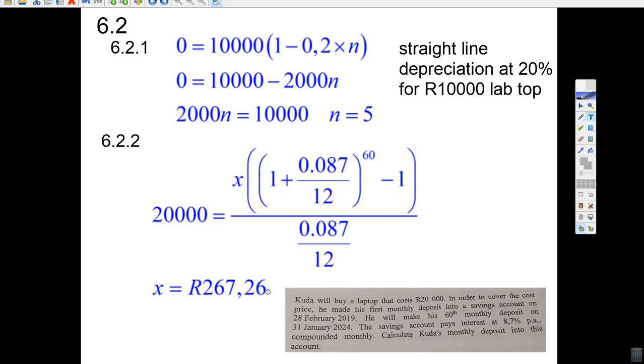And it kind of makes sense. I mean, 60 payments of 200 is 20,000 Rand. It's a reasonable answer.